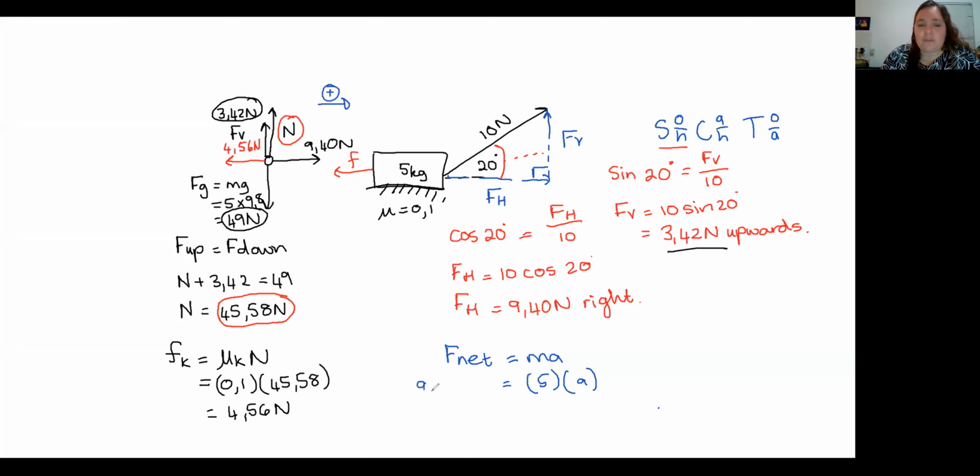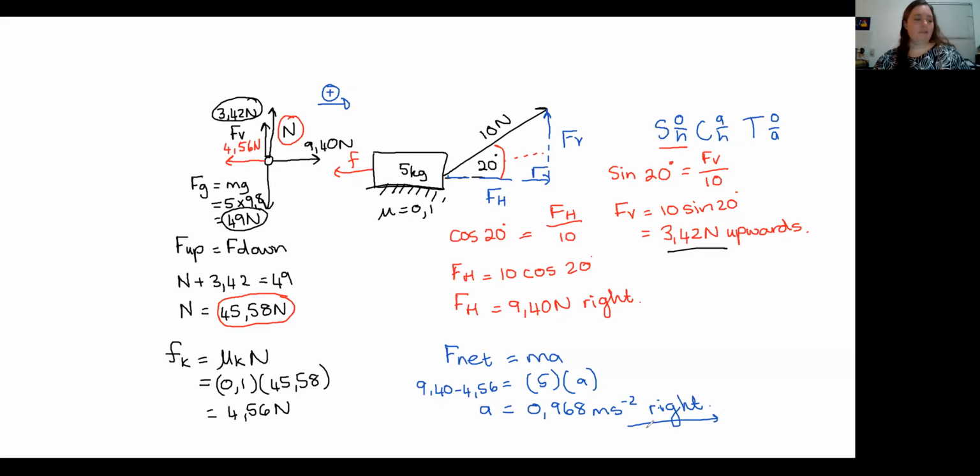And here we're now going to have 9,40 minus 4,56 is still 5 times a. So 9,40 minus 4,56 divided by 5 gives me an acceleration that is equal to 0,968 meters per second squared. And I've got to put in a direction here, so it would be towards the right.